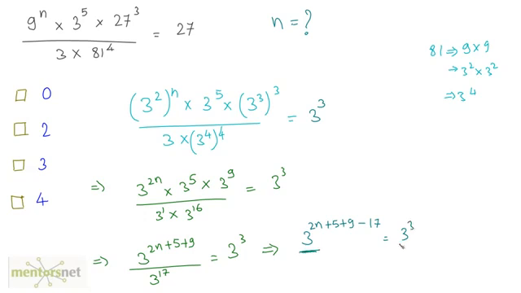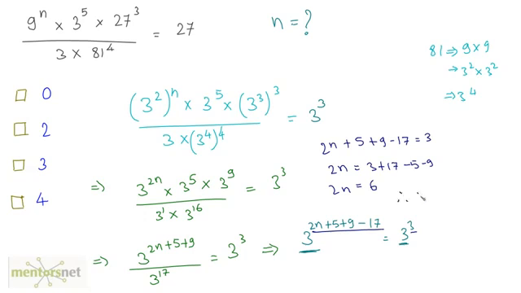Now these terms are same, so I can write 2n plus 5 plus 9 minus 17 is equals to 3. Basically this term and this term. So therefore I can write 2n is equals to 3 plus 17 minus 5 minus 9, and that is 3 plus 17 is 20, minus 5 is 15, minus 9 is 6. So 2n is equals to 6. Therefore n is equals to 6 by 2, that is 3. So n's value is 3.